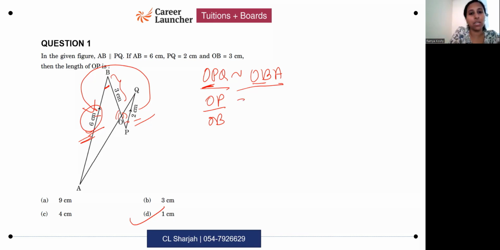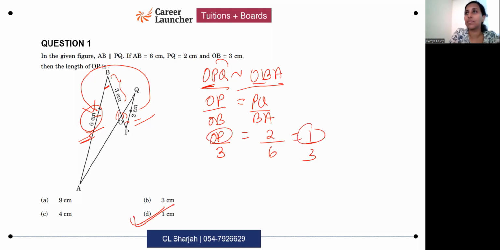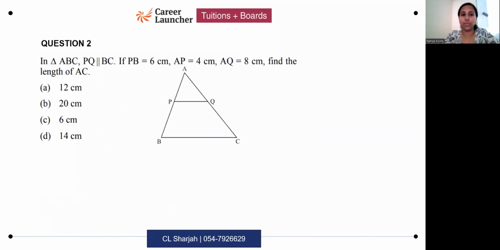OP by OB is equal to PQ by BA. So you could write OP is missing, OB is 3, PQ is 2 and BA is 6. So you know that OP will be 1. But otherwise also, just by keeping these things in mind, which is the bigger triangle, which is the smaller triangle, how many times is it bigger? It is 3 times bigger. So that way you can follow the logic and answer. 1 is the answer. Yeah, next one.